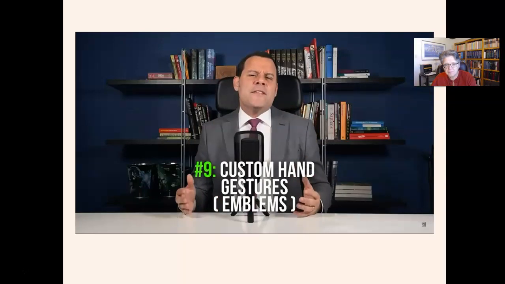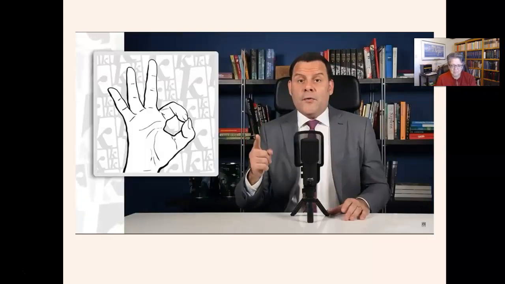Number 9, custom hand gestures or emblems. By now you've noticed that there's much more to hands than just a few gestures to emphasize our words. There are also emblems, which are hand gestures with a certain meaning that is given by the culture or society. For example, the OK sign or the thumbs up are emblems that have meaning even if you just see an isolated hand. Just remember that the same emblems can have different meanings in different cultures, so be careful. When you visit other countries, it's a good idea to know about this in advance.